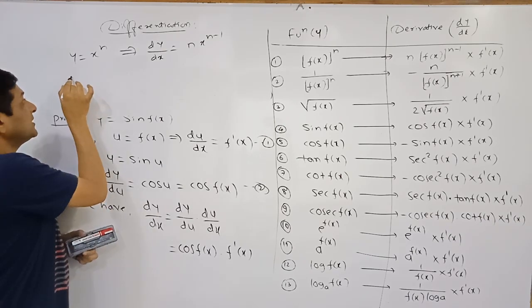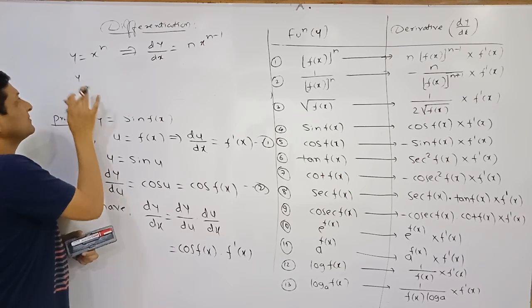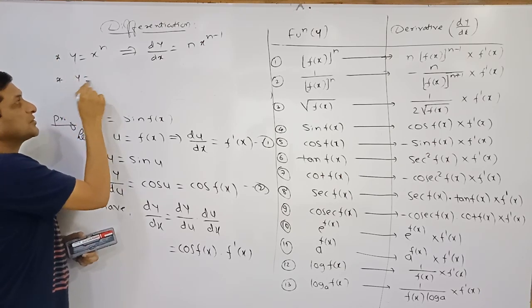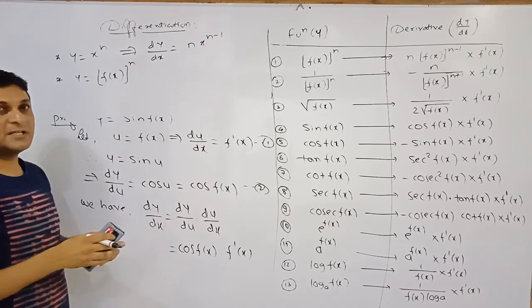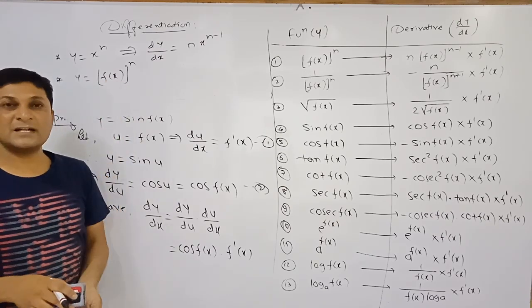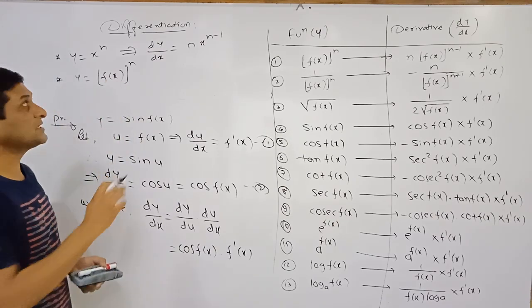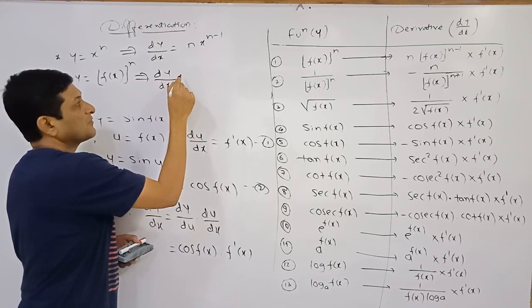But now instead of x, if f of x is there, here y is equal to f of x raised to power n. Means if x is replaced by any other term, we will consider it as f of x. Then what result will we get in the derivative? So what is our formula?